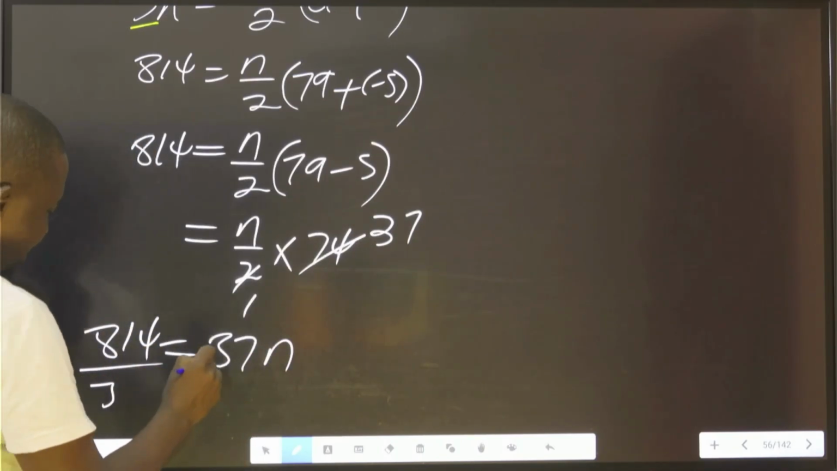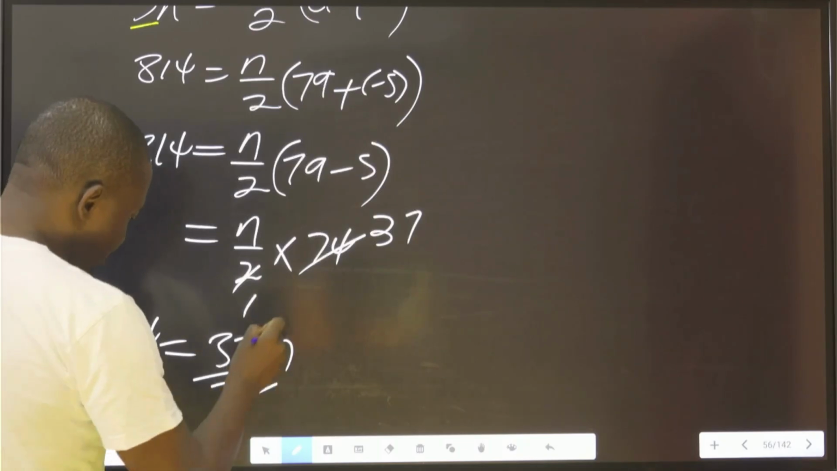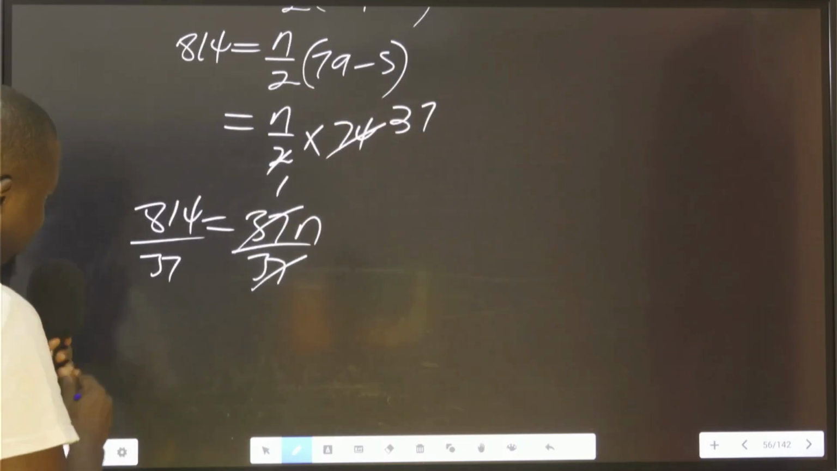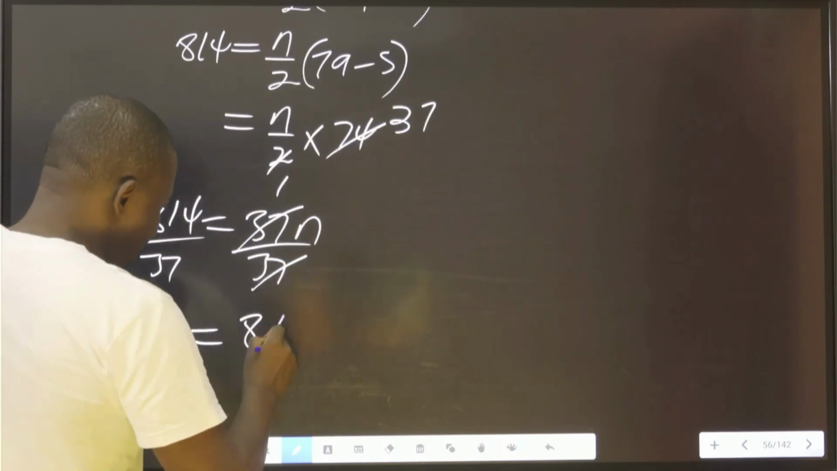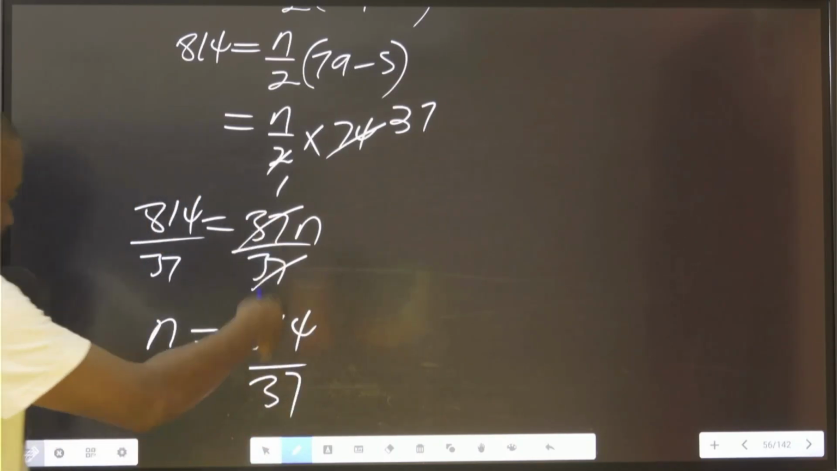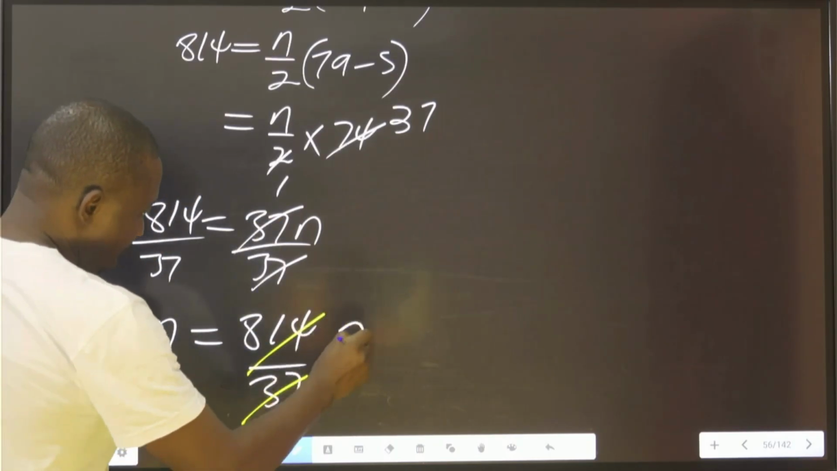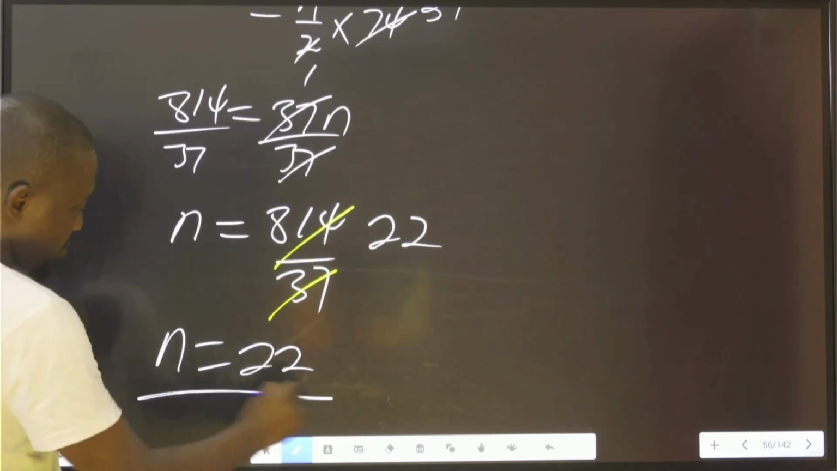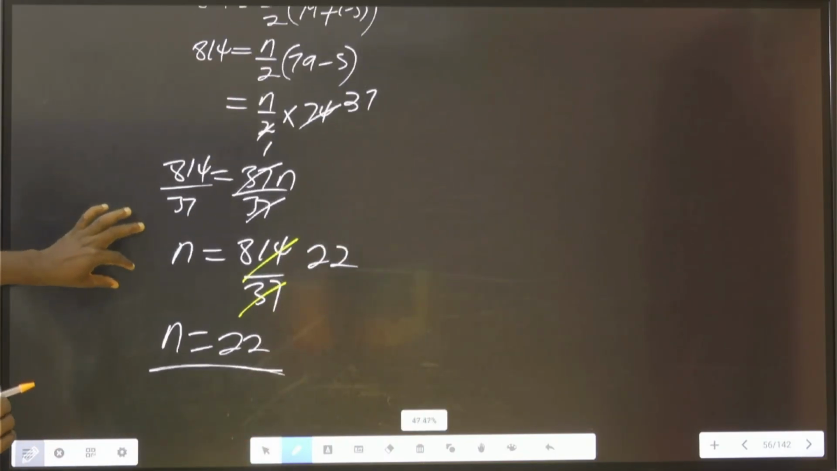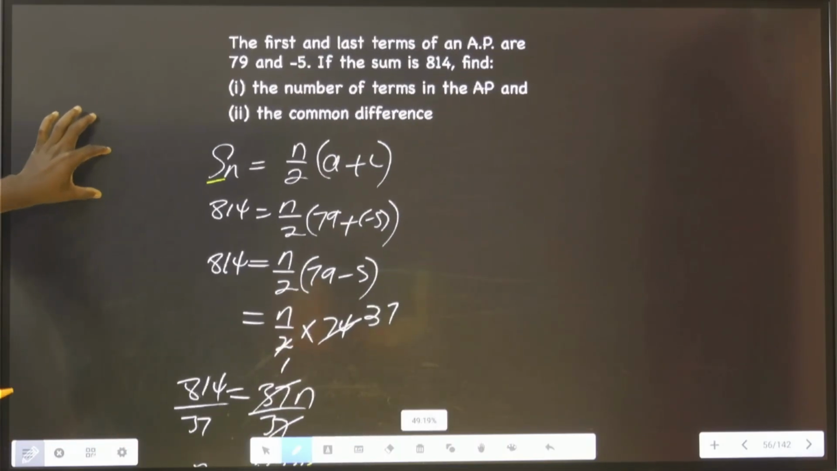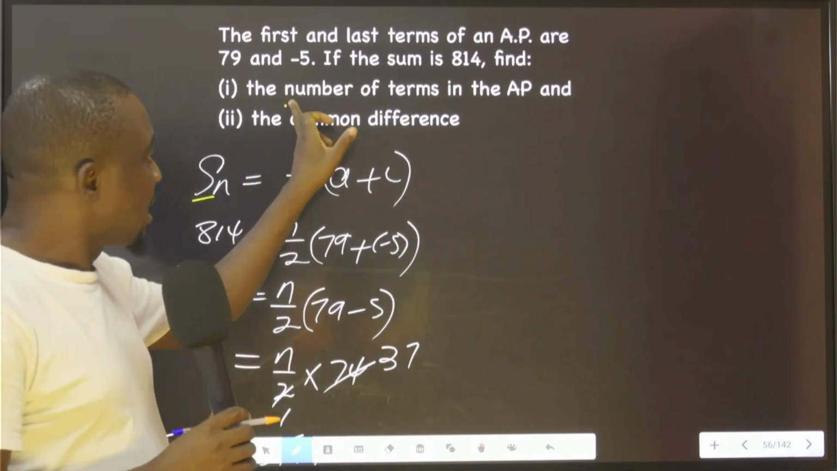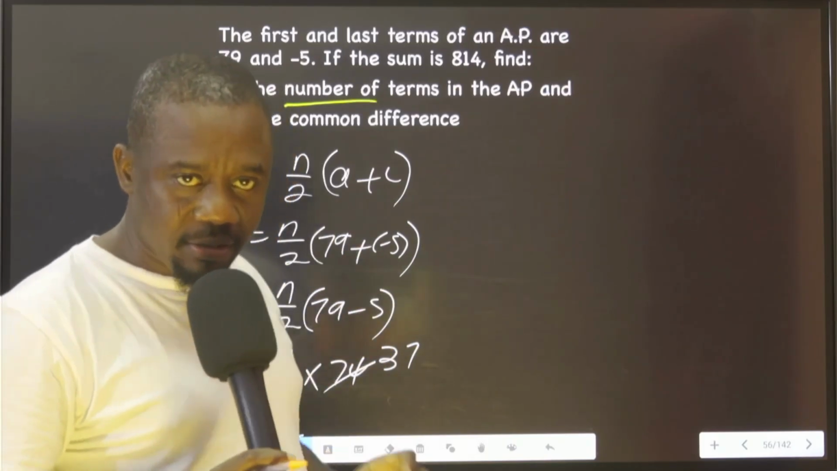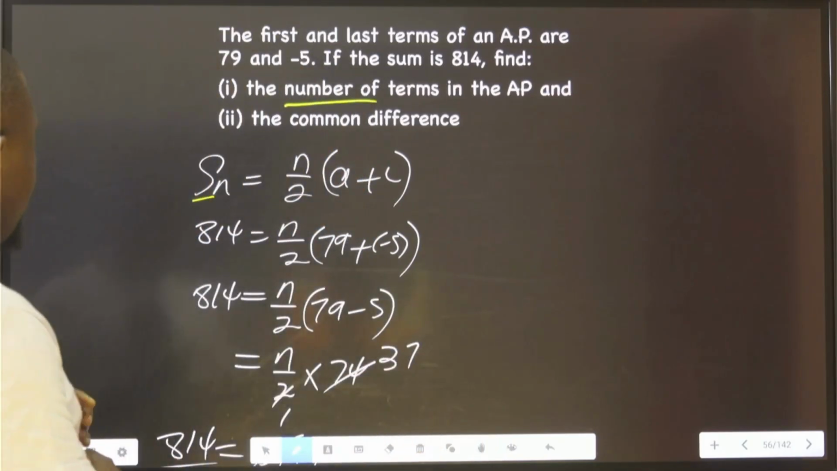The n is multiplied by 37. And therefore, it's equals to 814 over 37. If you divide this, you're going to have 22. Therefore, n is equals to 22. Okay? So it means the total number of terms is 22.